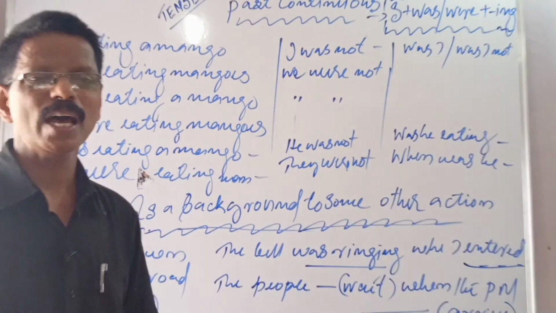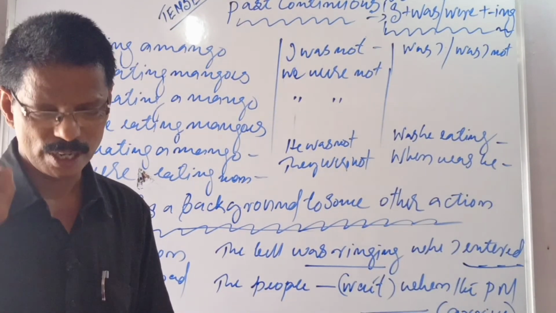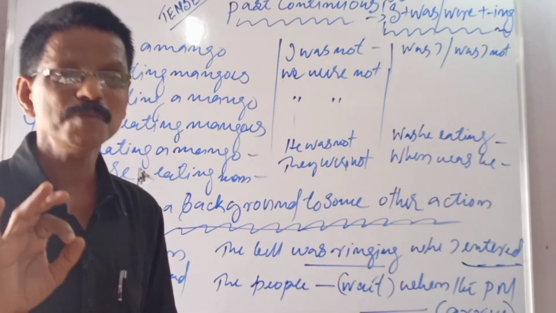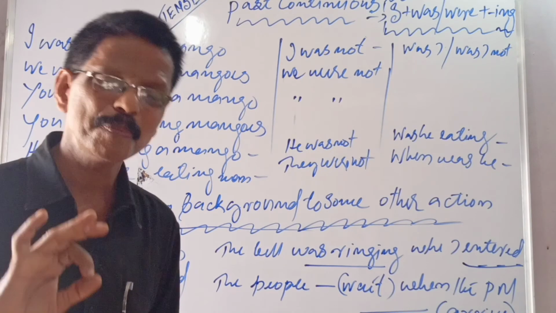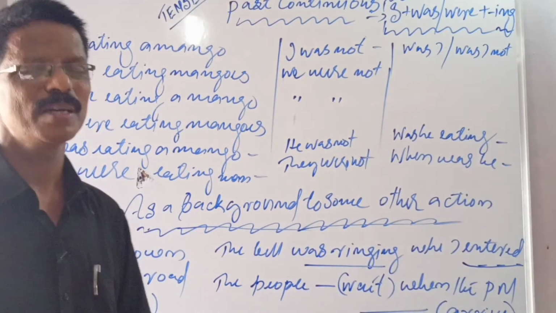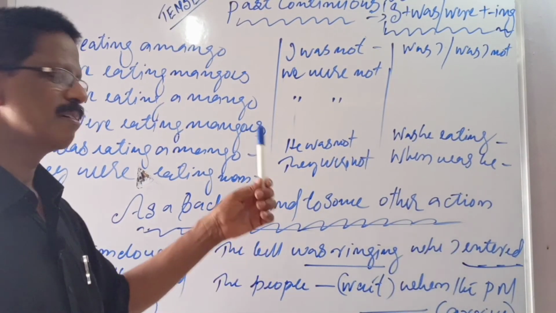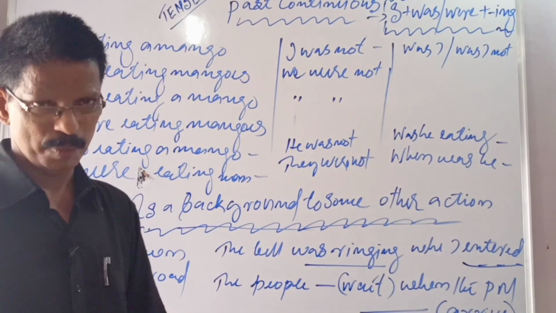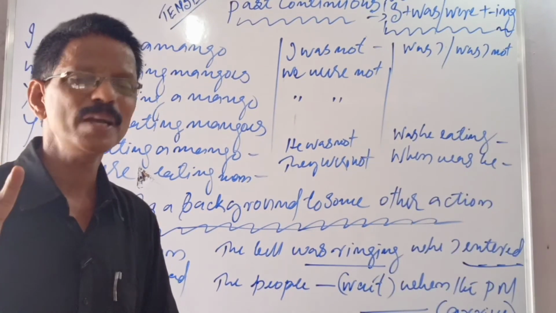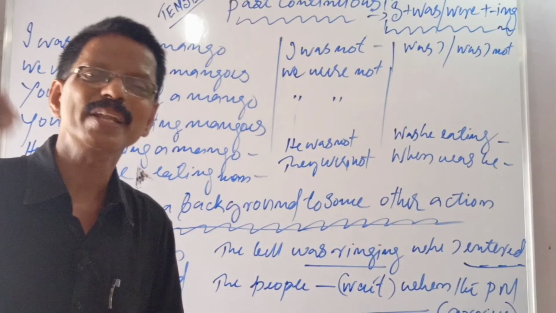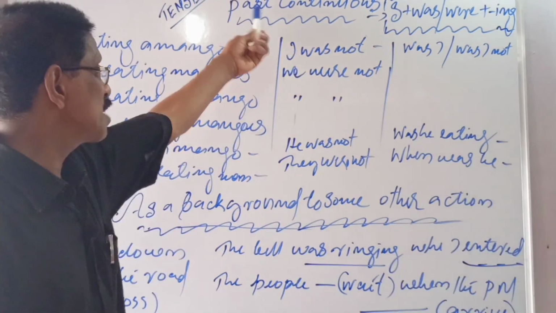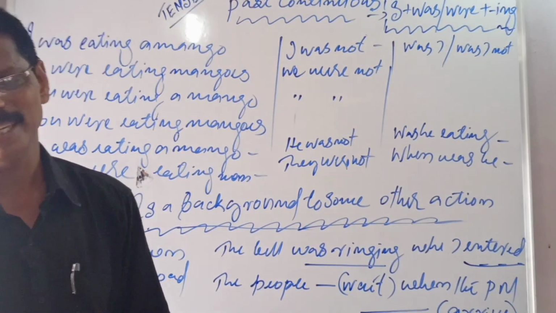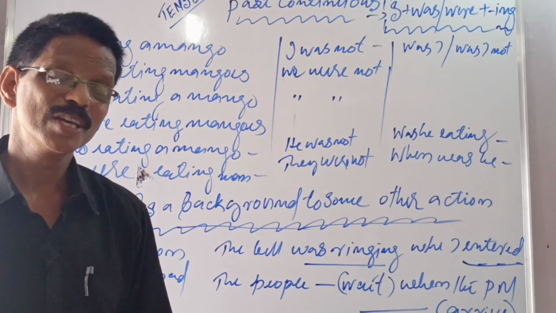Generally, we can say that any action that continues in a past period of time can be expressed in past continuous tense. But the most important use of it is this. What is that? As a background to some other action, which means two actions will be happening. One will be going on as a background to another action. That is expressed in past continuous tense: subject plus was or were plus ing. I hope it is clear to you.